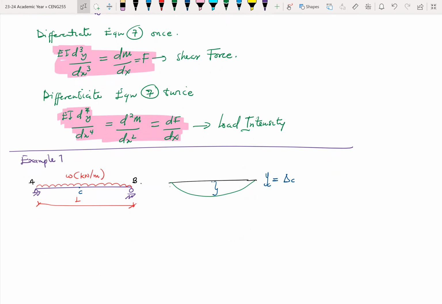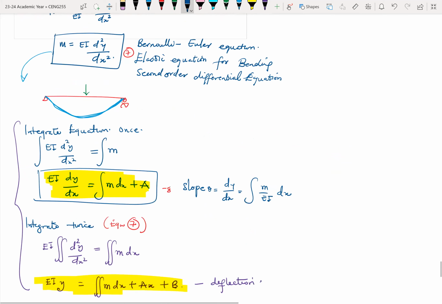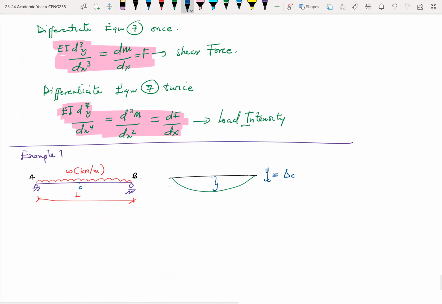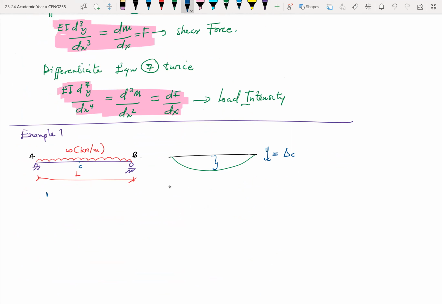Okay. We know that M is equal to EI d squared y divided by dx squared. So M is equal, let me just put that over here, EI. Here, E is the Young's modulus, and I is the moment of inertia. Together, we call them the flexural rigidity. So now we need to formulate an equation for the moment in terms of X.